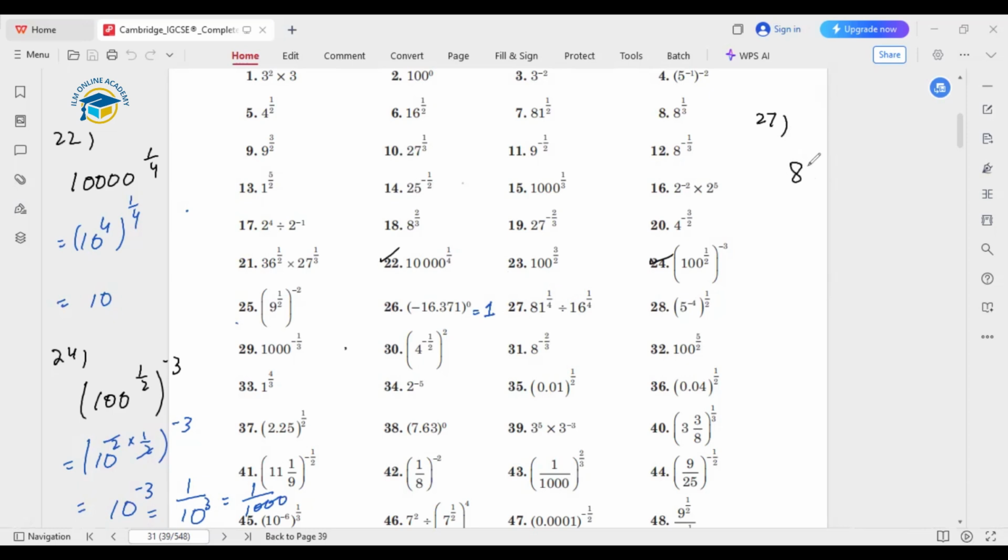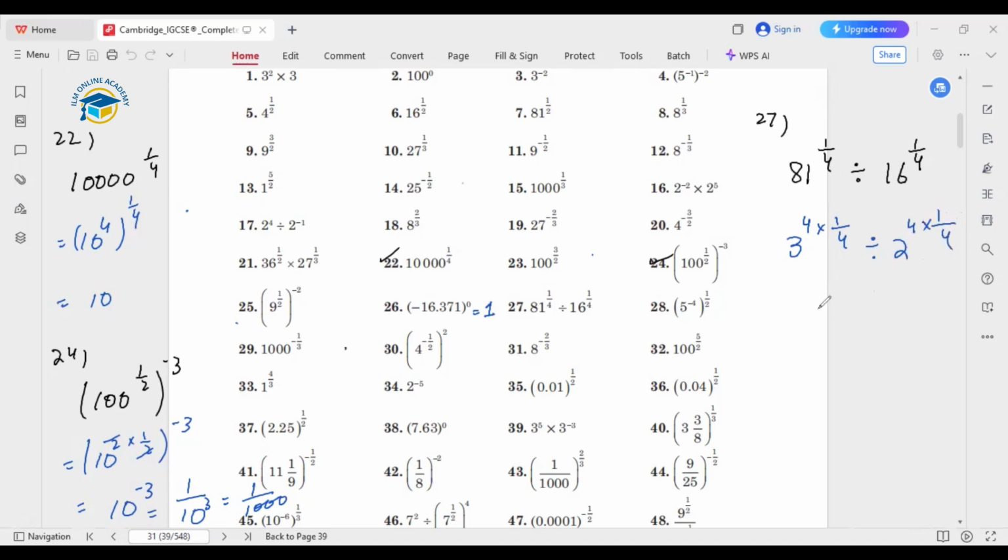We have 81 raised to the power 1 by 4, and we need to divide it by 16 raised to the power 1 by 4. So 81 we can write with a power, and 16 as well we need to write with some kind of power so that we can deal with them. 81 we can write as 3 raised to the power 4, as 3 power 4 will give us 81, times 1 by 4 as it is. 16 we can write as 2 raised to the power 4 and 1 by 4 as is.